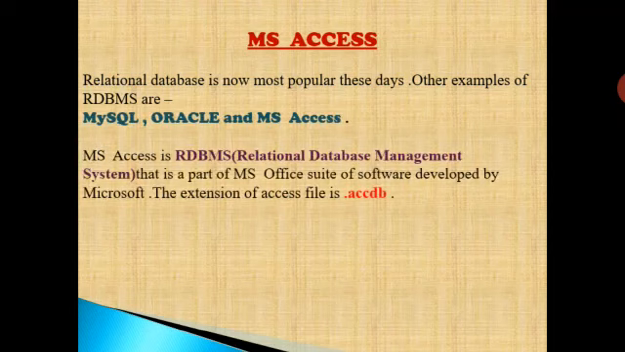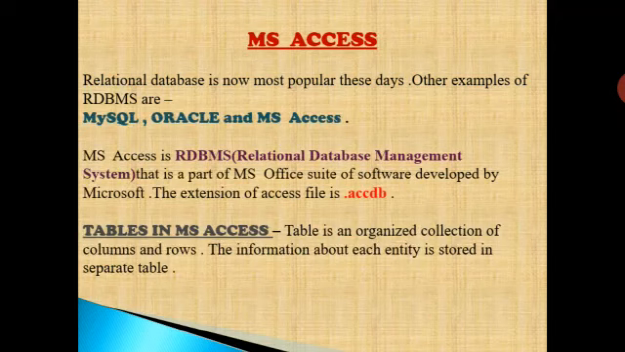Now the next is, what is MS Access? Relational databases are the most popular these days. Other examples of RDBMS are MySQL, Oracle and MS Access. MS Access is an RDBMS, that is a relational database management system, that is a part of the MS Office suite of software developed by Microsoft. The extension of an Access file is .accdb.